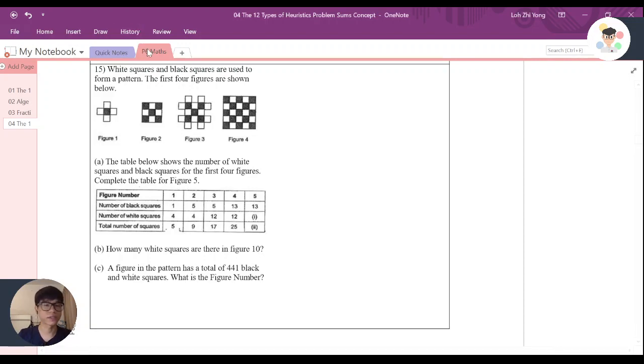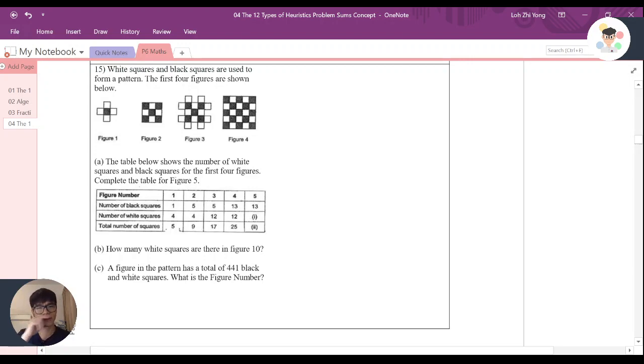Here says that white squares and black squares are used to form a pattern, and the first 4 figures are shown below. So we know there is the cross, then it becomes a square, and then it goes up to somehow complicated figures here. However, luckily they have given us a table, and it says that the table below shows the number of white squares and black squares for the first 4 figures. Complete the table for figure 5. Now we know that for figure 5 we have 2 more, 1 and 2 here.